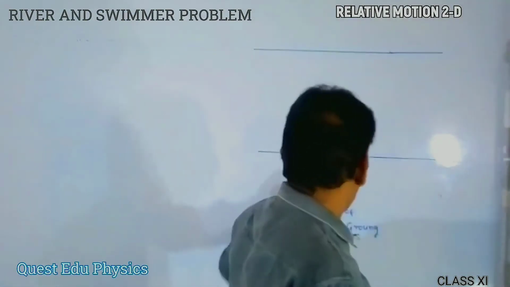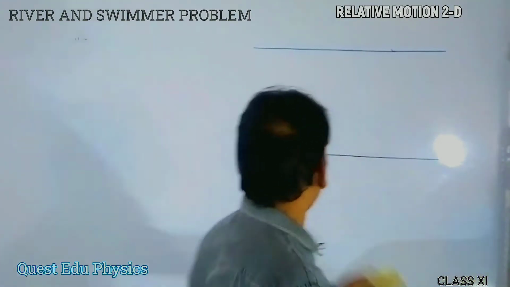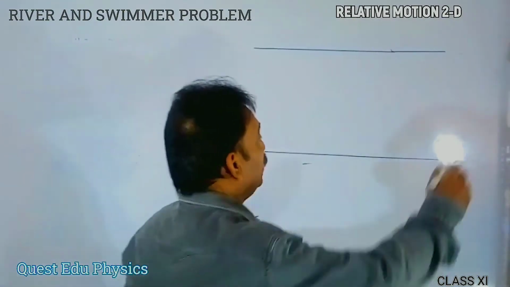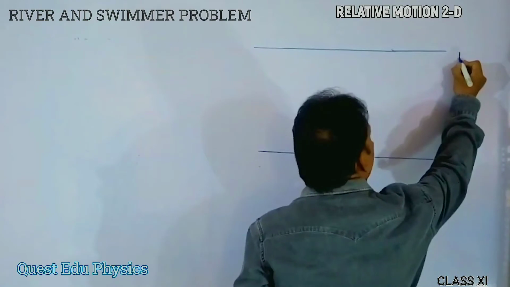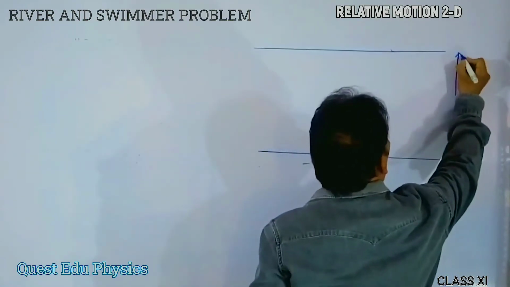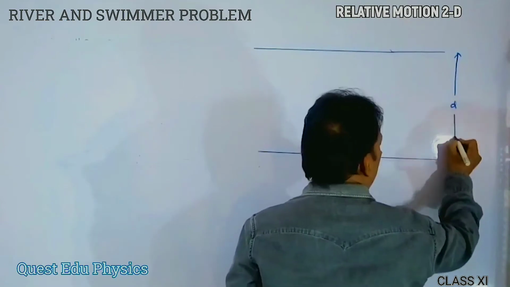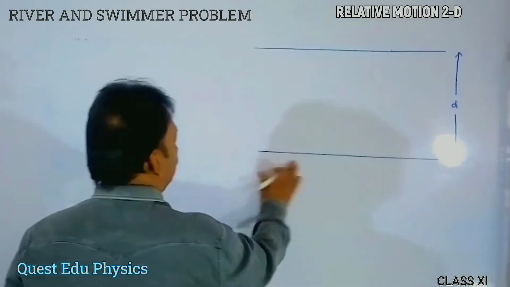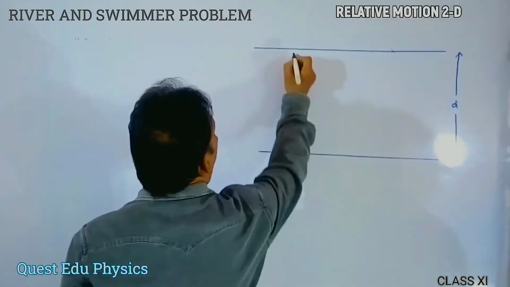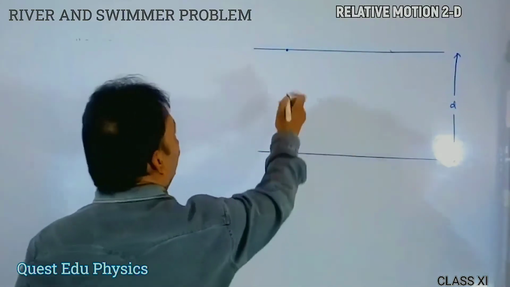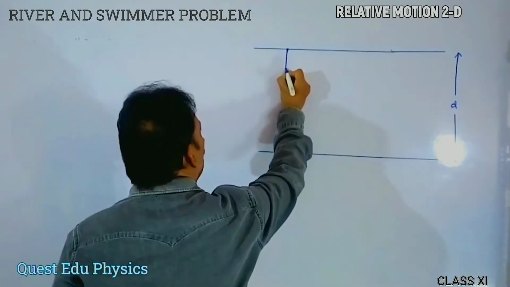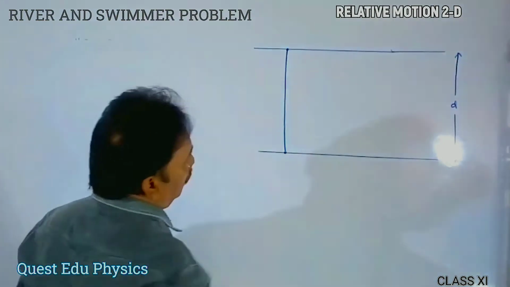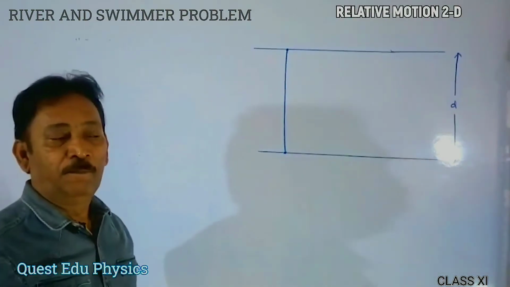Here, say this is a river. Okay, students, it has a width of D. This river has a width of D. Okay, allocate two points here. It is one and it is the other. The same way, I'm joining the two. Okay, the two have been joined in such a way.